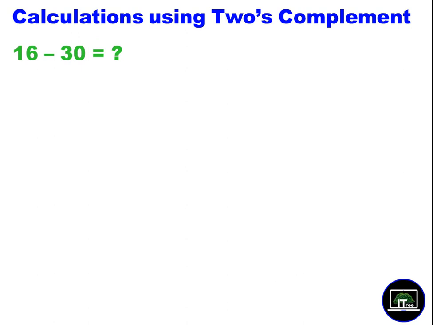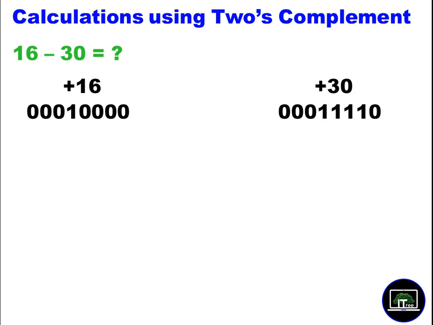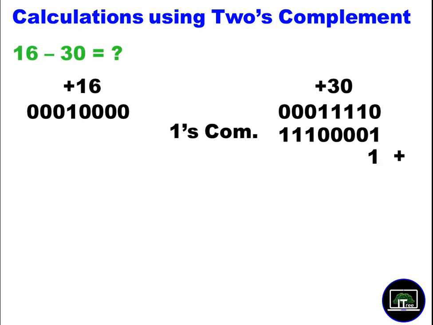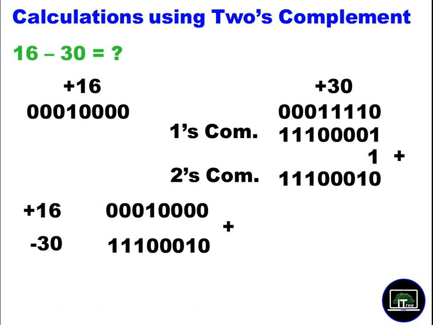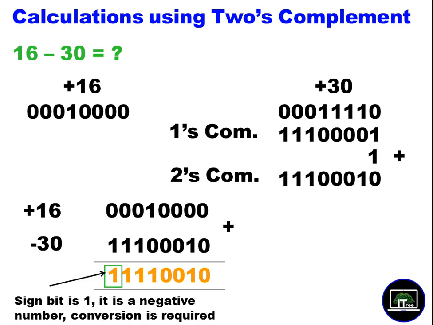16 minus 30. 16, no conversion required. 30 plus 30 is this. 1's complement. Add 1 to make it 2's complement. This is the 2's complement. Now we are adding this together. We get something like this. So sign bit is 1, which means it's a negative number. That means now the conversion is required.